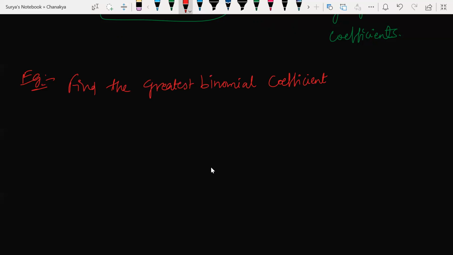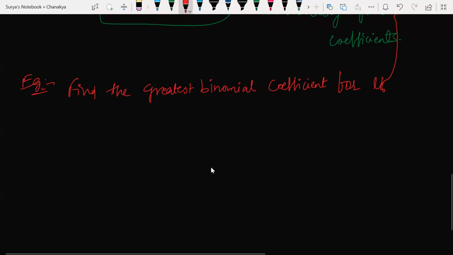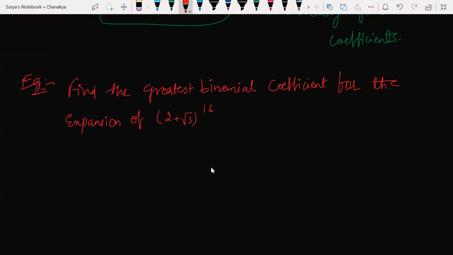Greatest binomial coefficient for the expansion of (2 + root 3) to the power of 16. That is the question. Now what is the question here? Find the greatest binomial coefficient for this expansion. What is the greatest binomial coefficient?